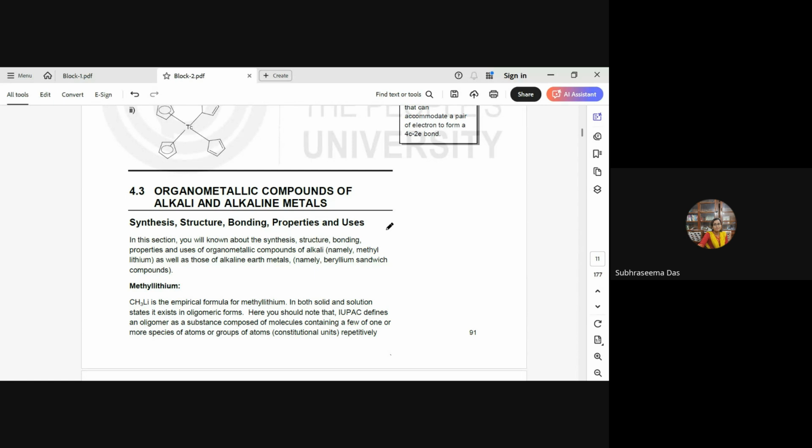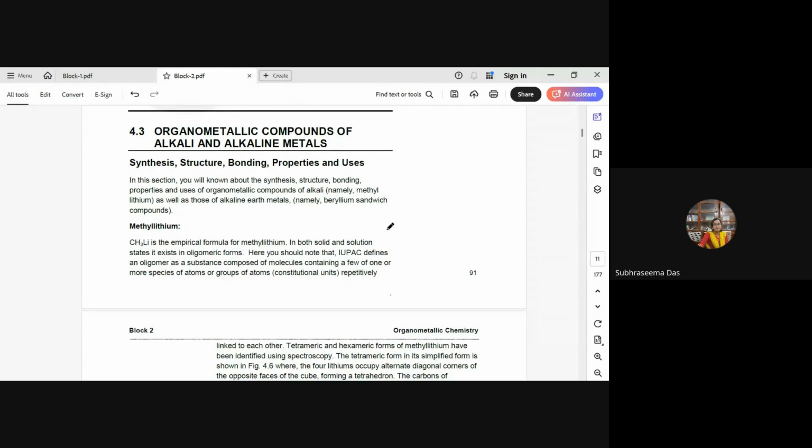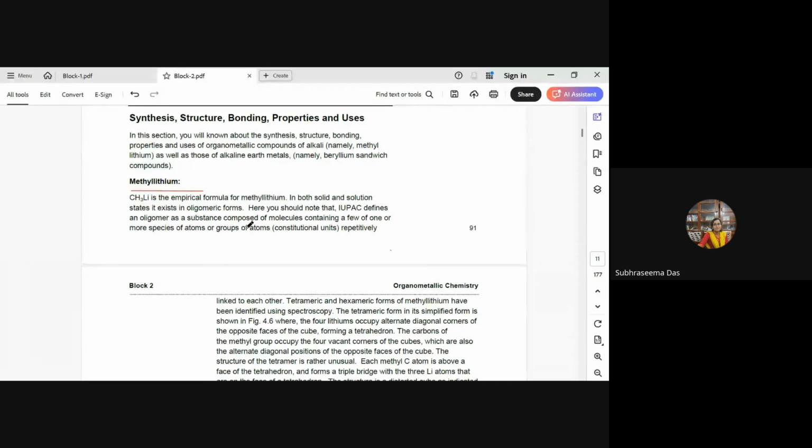Organometallic compounds of alkali and alkaline earth metals: the synthesis, structure, bonding properties, and some of their uses. So we will start with a very common organometallic compound, that is methyl lithium, CH3Li. It exists in both solid and solution state in oligomeric form.